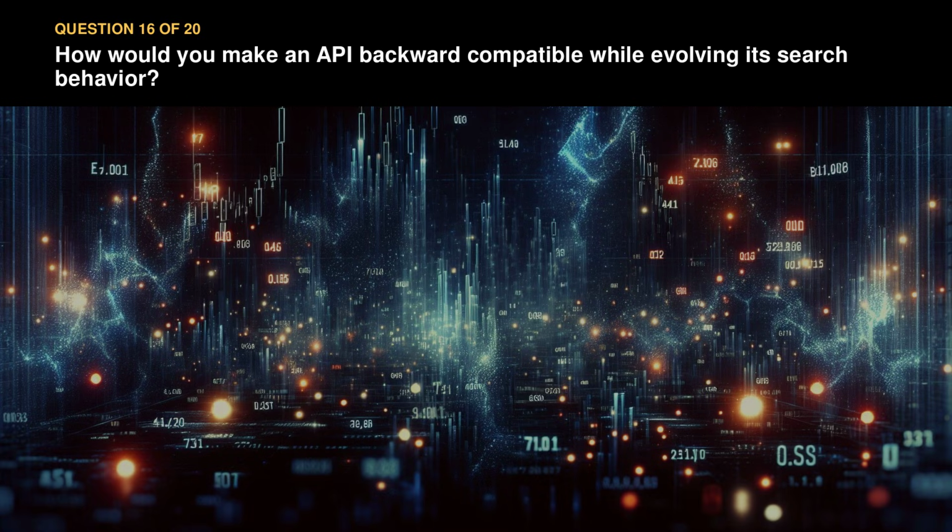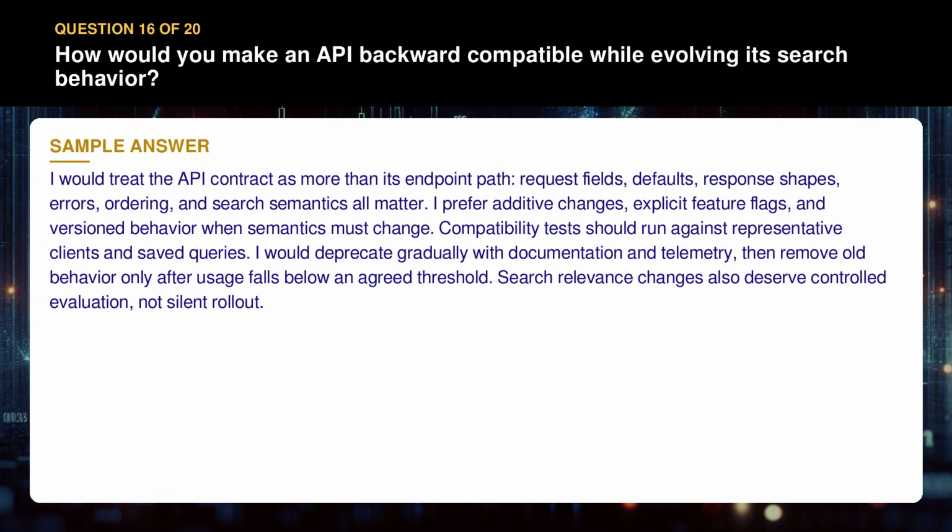Question 16. How would you make an API backward compatible while evolving its search behavior? I would treat the API contract as more than its endpoint path. Request fields, defaults, response shapes, errors, ordering, and search semantics all matter. I prefer additive changes, explicit feature flags, and versioned behavior when semantics must change. Compatibility tests should run against representative clients and saved queries.